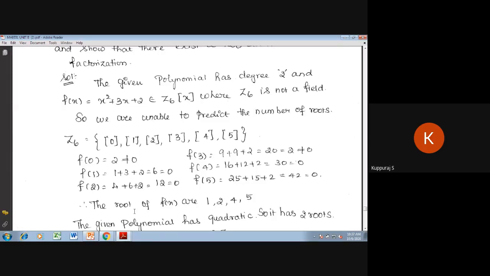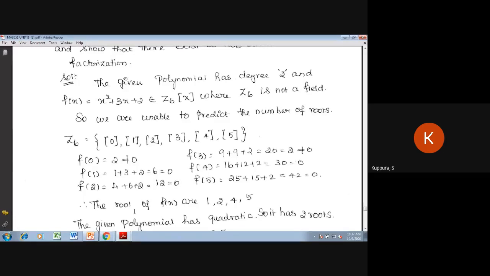Then putting x equal to 4, f of 4 is equal to 30. So 30 is congruent to 0 under mod 6, so 4 is the root. Then putting x equal to 5, f of 5 is equal to 42. 42 is congruent to 0.